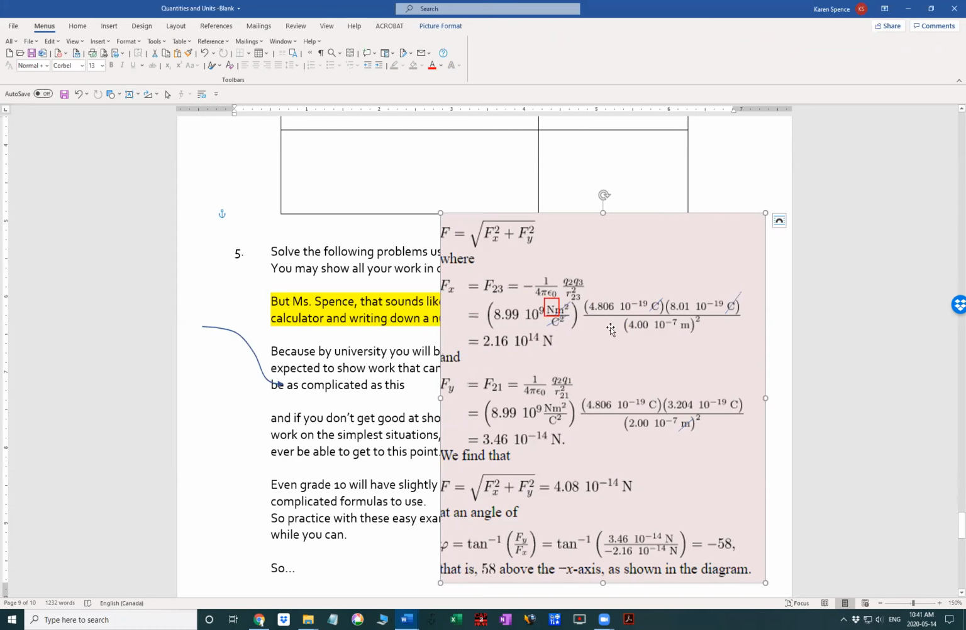This is how I got through high school physics, was just having all my units and making sure they canceled out to give me the unit of force, a Newton. Did I do it correctly? Yes, because all my units canceled out properly.